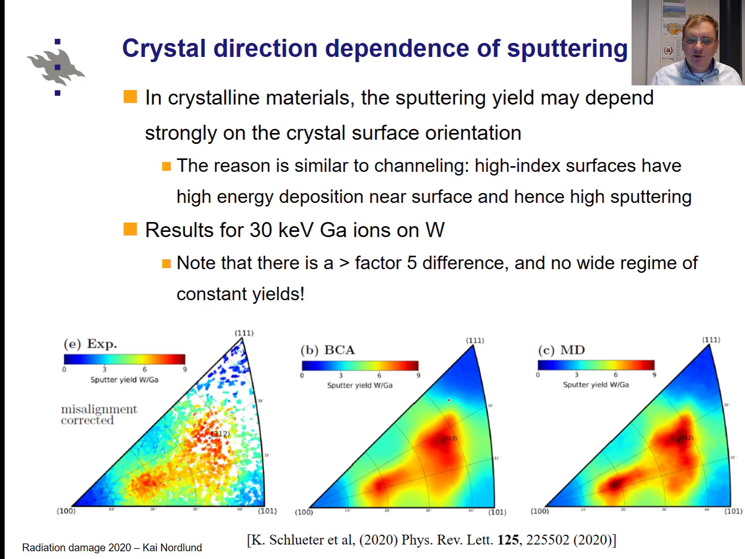Moreover, there is no really constant region of sputtering. You see that there is a continuous variation of the sputtering yield pretty much everywhere for all crystal directions.